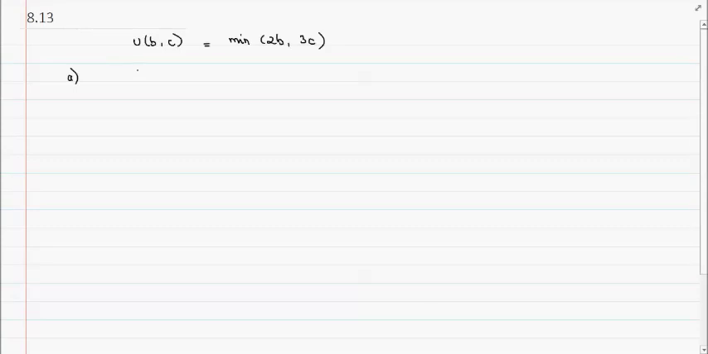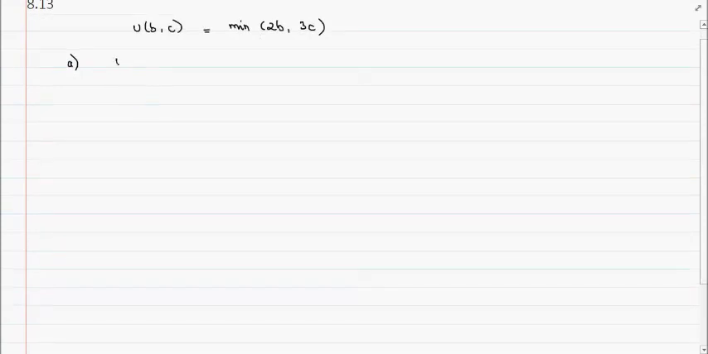First of all, we want to draw an indifference curve for the utility level of 10. So we're just going to equate our utility function, which is the minimum of 2b and 3c, to 10. Any bundles B and C that satisfy this equation are going to be on the indifference curve corresponding to a utility level of 10.